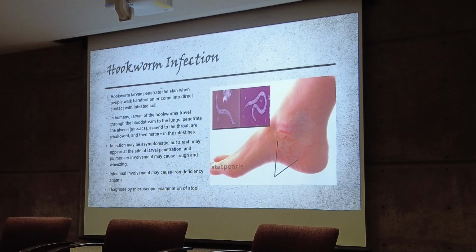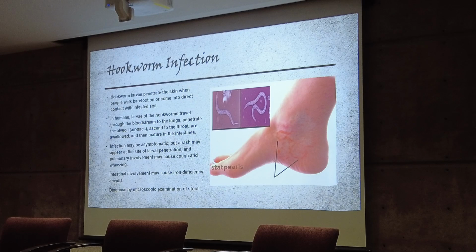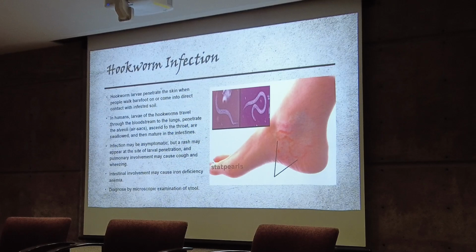Infections may be asymptomatic, but a rash may appear at the site of the larval penetration, and pulmonary involvement may cause cough and wheezing. Intestinal involvement may cause iron deficiency anemia, diagnosed by microscopic examination of the stool.